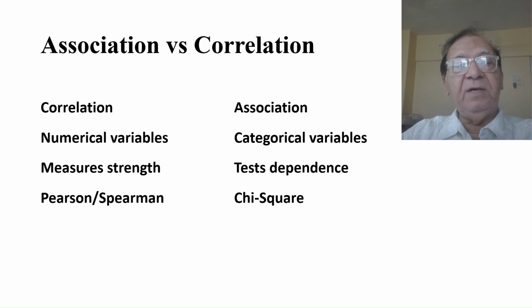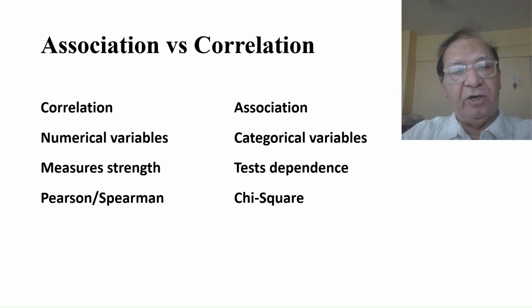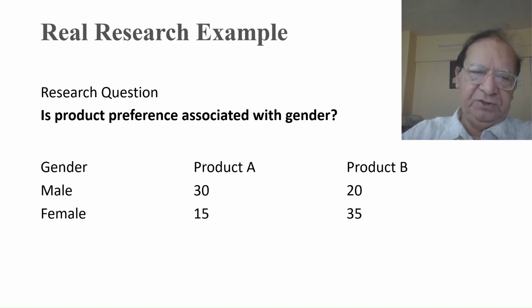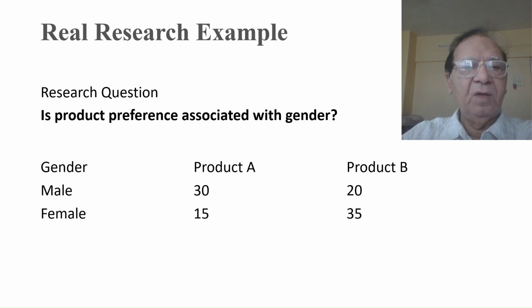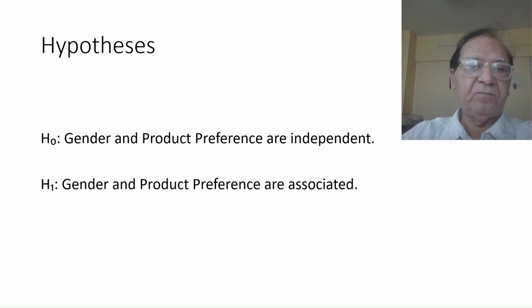Suppose a company wants to know whether product preference depends upon gender. Both variables are categorical. This is a perfect application of the chi-square test of independence. What are the hypotheses? Notice that hypotheses are different from correlation tests. The null hypothesis states that variables are independent. The alternate hypothesis states that an association exists.